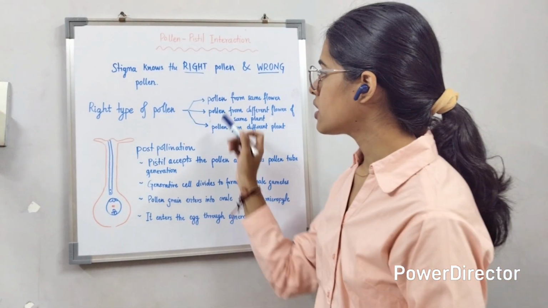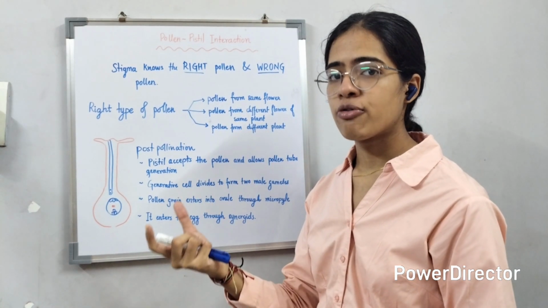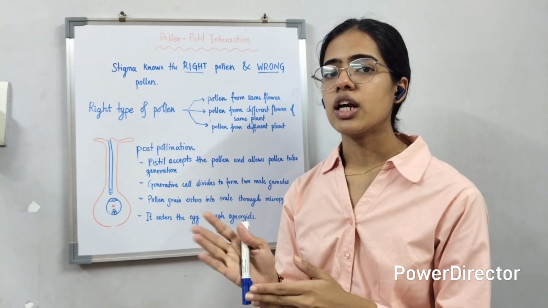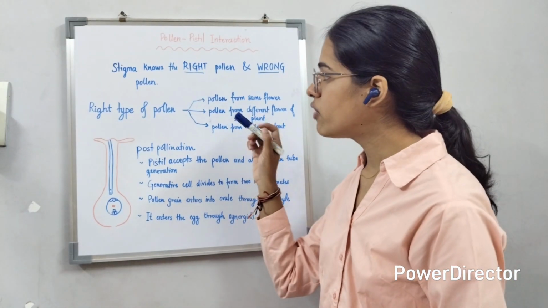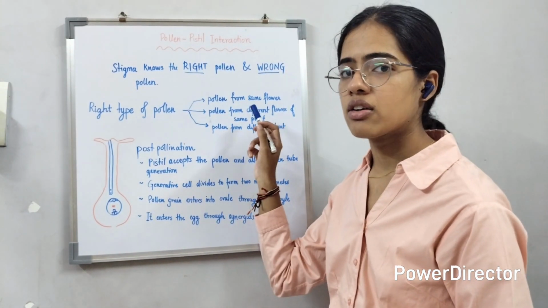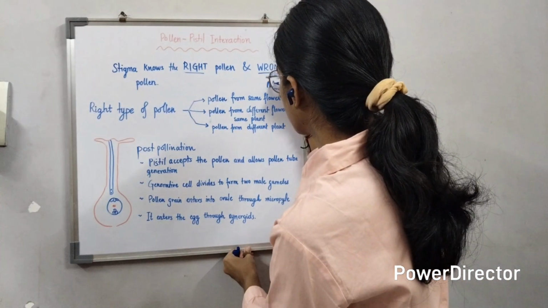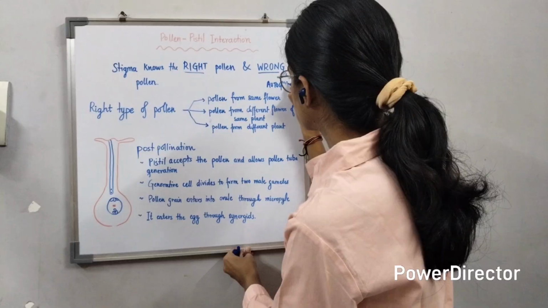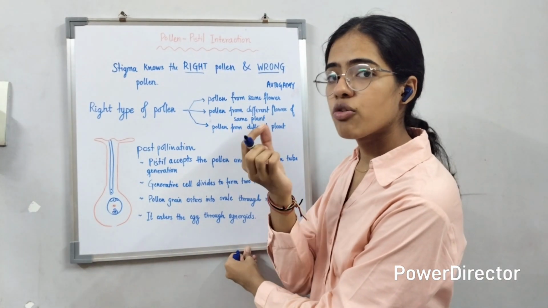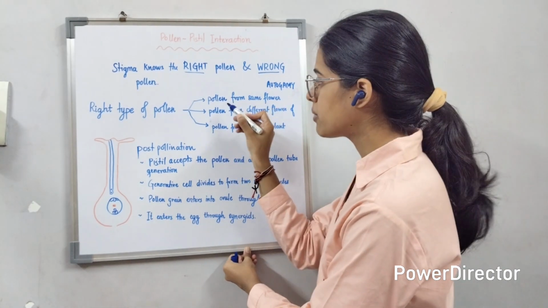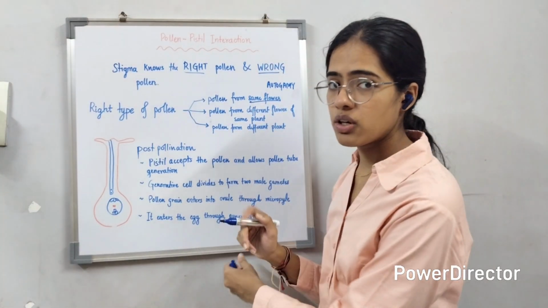The first one is a pollen from the same flower. The flower may be a hermaphrodite flower, so this flower will contain both the pistil and the stamen, and the pollen grains from the stamen will reach the stigma of the same flower. This type of pollination is called autogamy. The pollen from the stamen of the flower is transferred to the pistil of the same flower. This is the same flower, which needs to be noted.